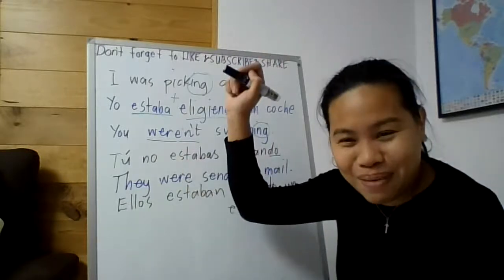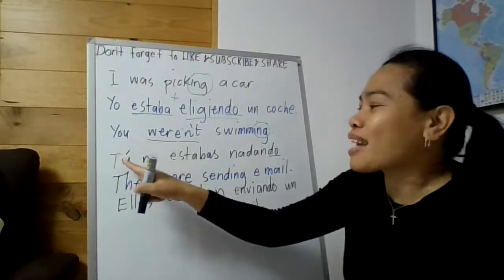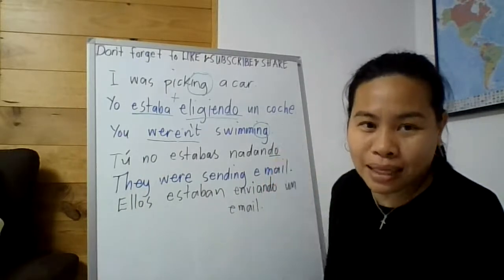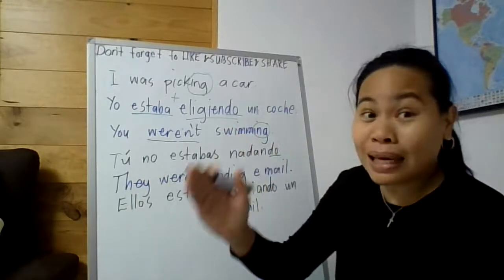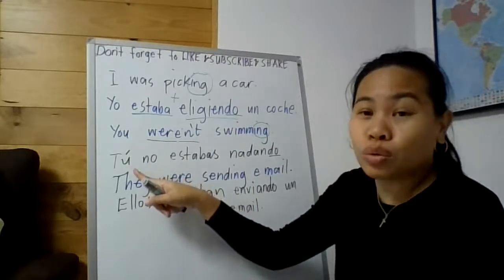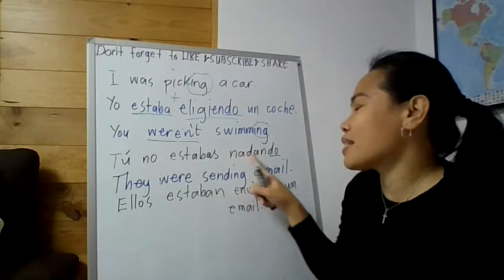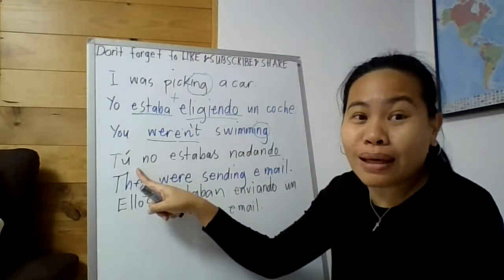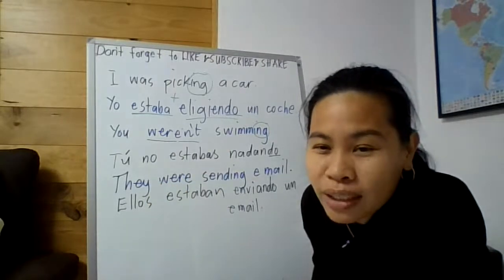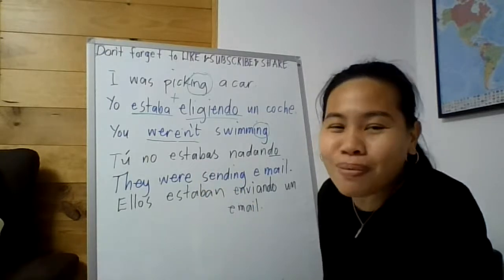1 point. Muy bien. How about the second sentence? Tú no estabas nadando. El presente. How will you do that? Presente continuo. Tú no estabas nadando. So, in el presente continuo, no estás nadando. Muy bien. Estoy eligiendo. Muy bien, Rob.